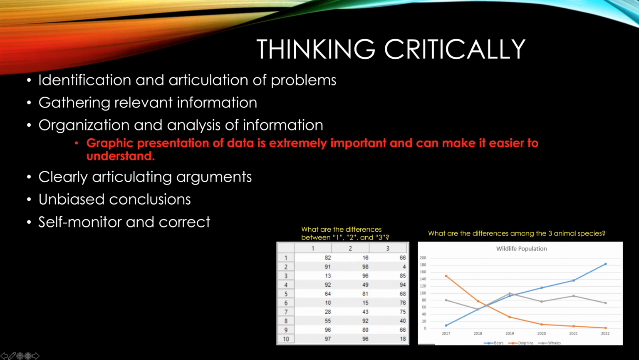On the other hand, look at the graph on the right. What can you conclude from that? Oh, part of it is obscured. Let me move this. Now you can see bears, whales, and dolphins. Can you draw any conclusions from that? You can see that the dolphin population has been dropping year by year.